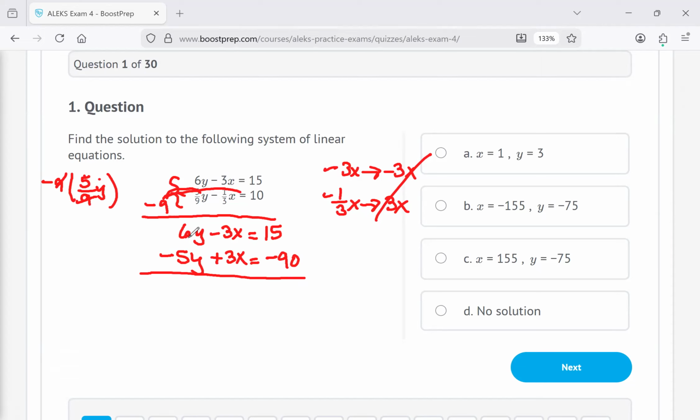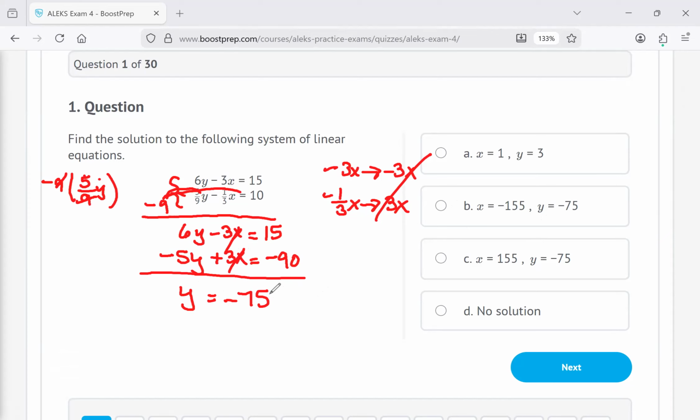Add them up vertically. So 6y minus 5y is y. The x's cancel, and then you're left with 15 minus 90 is -75. Okay, so I found my y. Now let's find our x. If you look at your choices, you have two choices that have a y of -75. So now let's find x.